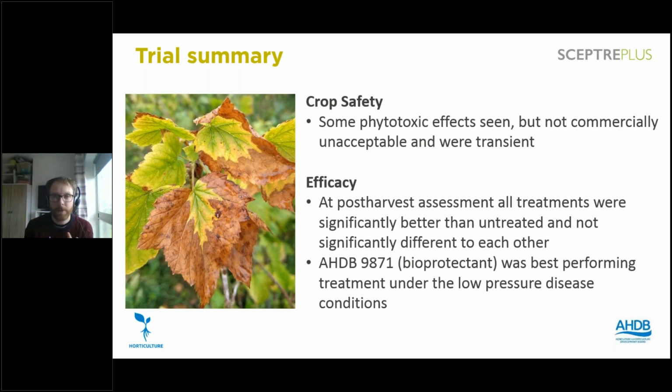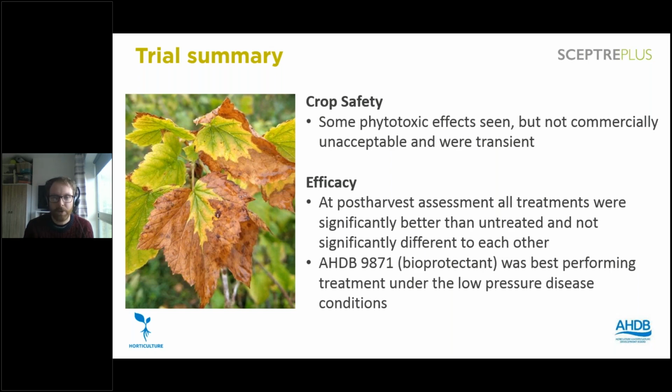Now 9871, I just want to talk a little bit about that for a second. As I said, it's a microbial bacterial-based biofungicide, and I've actually used this product outdoors in SCEPTRE Plus work on Narcissus, and it performed really well. It gave good significant reductions then. So it looks like this product and other products we're testing do have a role in outdoor cropping, whereas biological products typically haven't done so in the past.